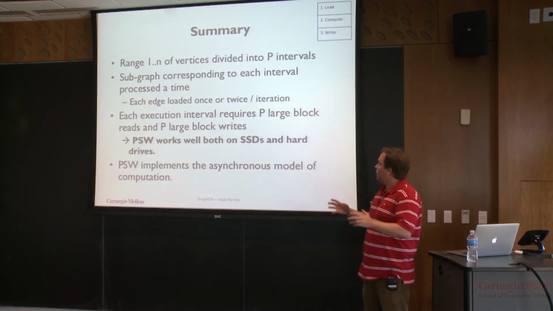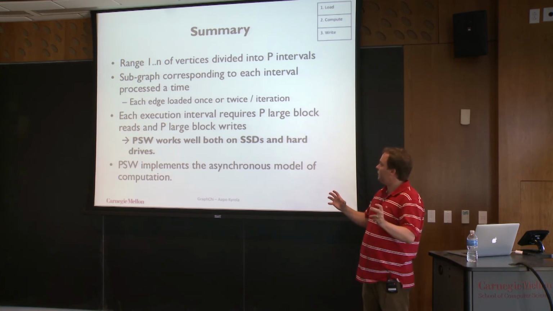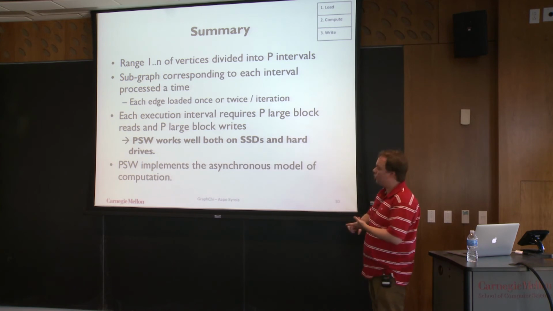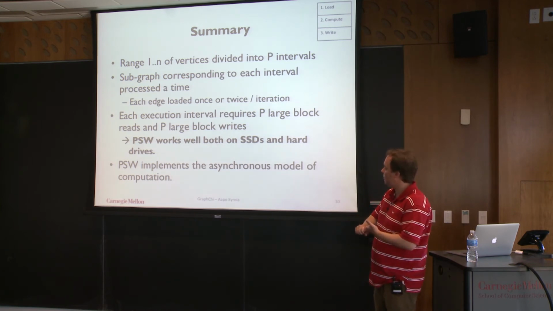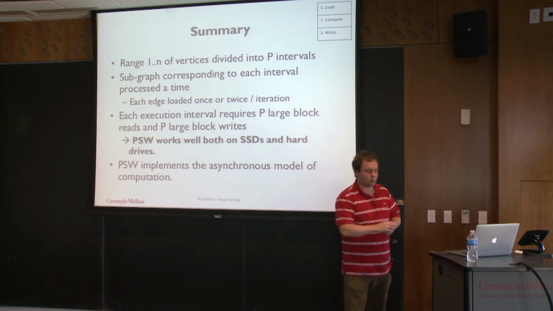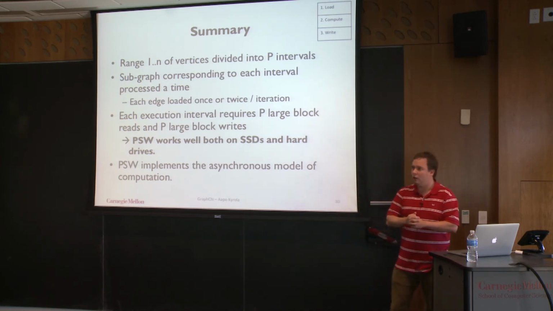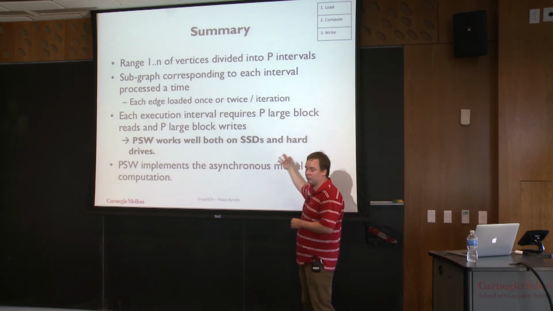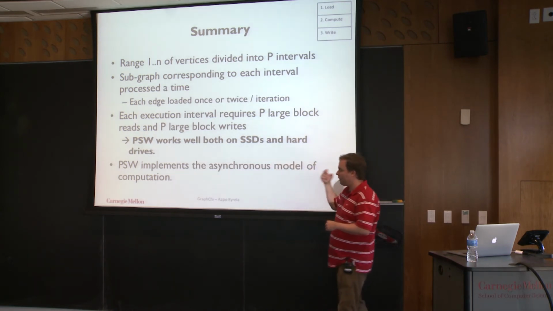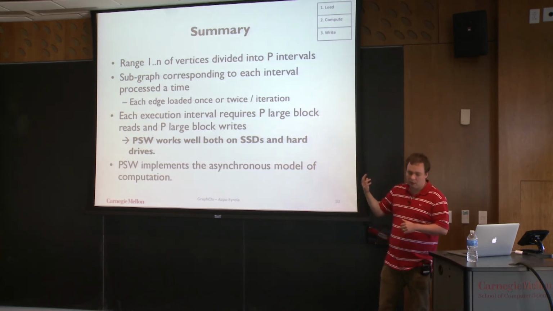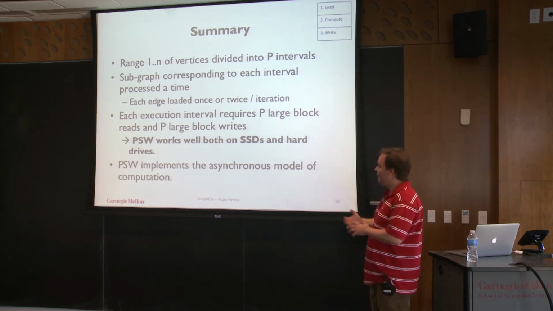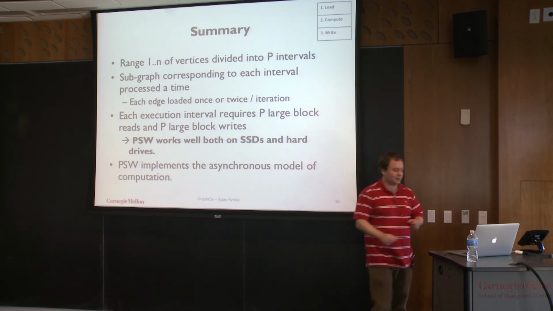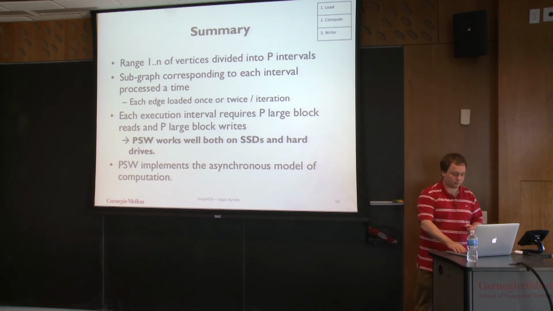So in summary, we divided the vertices into p intervals. We load a subgraph at a time: load, compute, and write the interval. And this requires only p squared random accesses per iteration. And this means PSW works both on SSDs and hard drives. It's about twice as slow, or half as fast, on a hard drive than it is on SSD. But it's very useful.